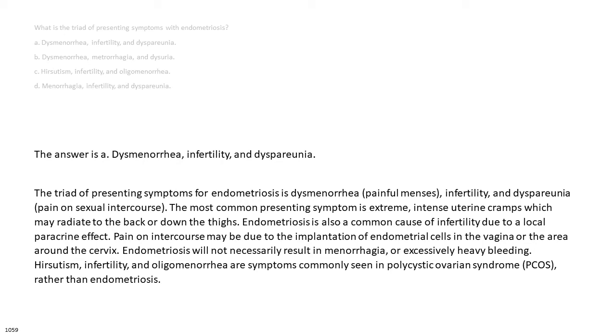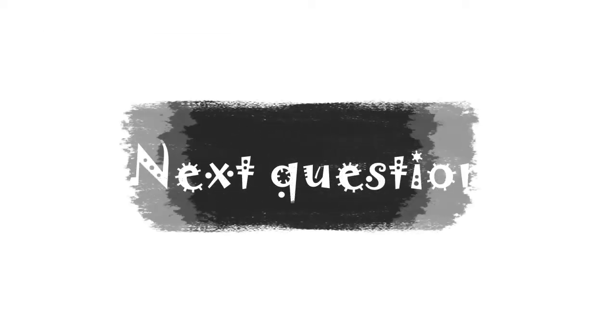Endometriosis is also a common cause of infertility due to a local paracrine effect. Pain on intercourse may be due to the implantation of endometrial cells in the vagina or the area around the cervix. Endometriosis will not necessarily result in menorrhagia, or excessively heavy bleeding. Hirsutism, infertility, and oligomenorrhea are symptoms commonly seen in polycystic ovarian syndrome, PCOS, rather than endometriosis.